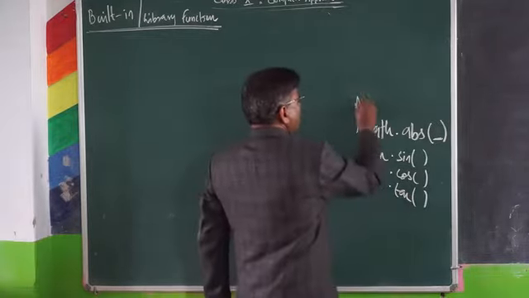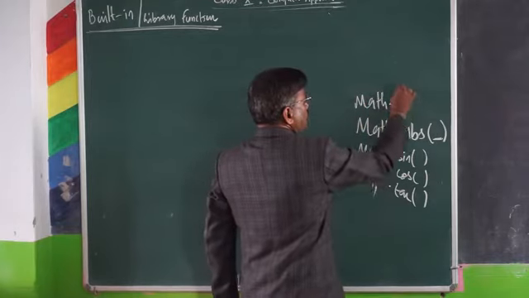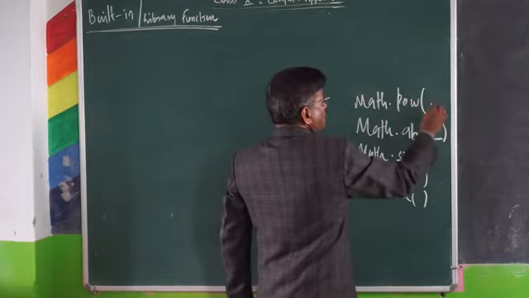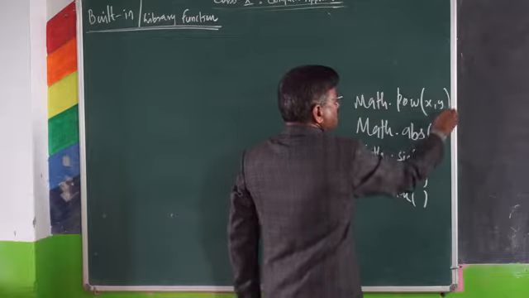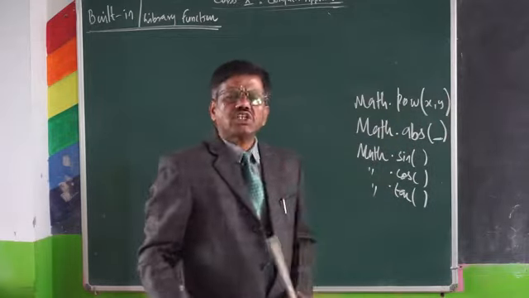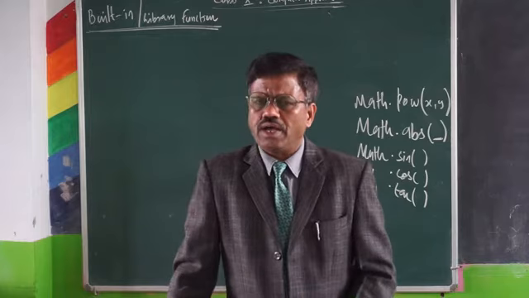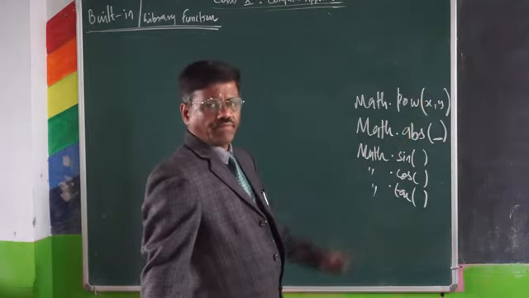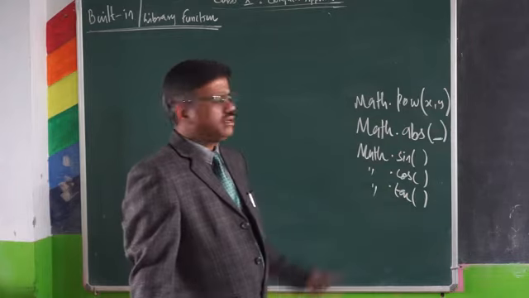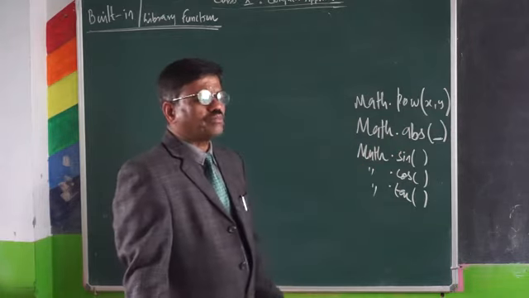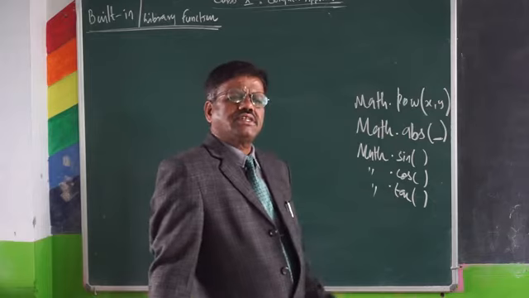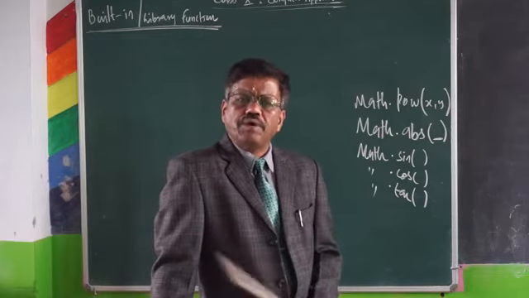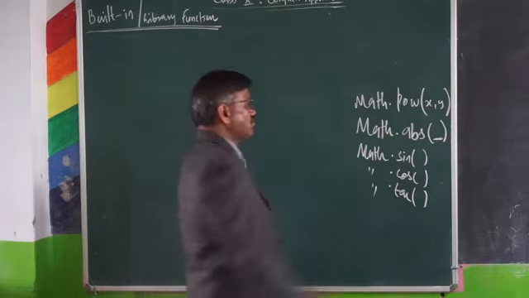Similarly, if I write Math.pow, there have to be two parameters. pow is the shortest form of power, x raised to the power y. That's the meaning. Please do not pronounce it as power; it is the shortest form of power.